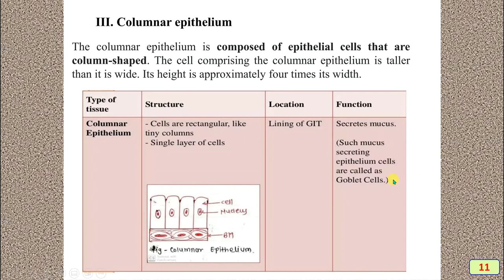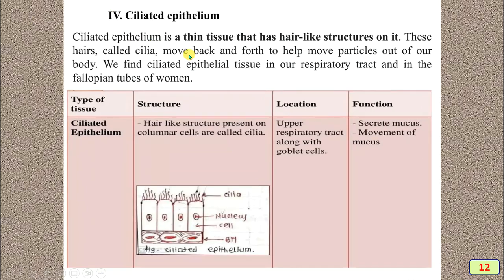They are called goblet cells. So whenever there is diarrhea, etc., these cells are affected. These are all called columnar epithelial cells.